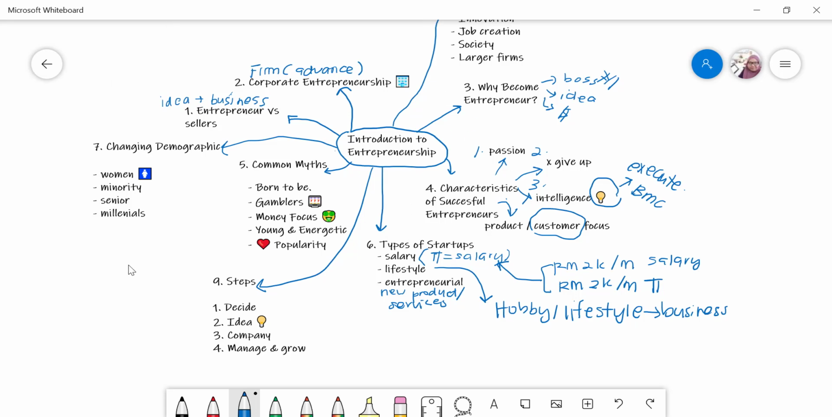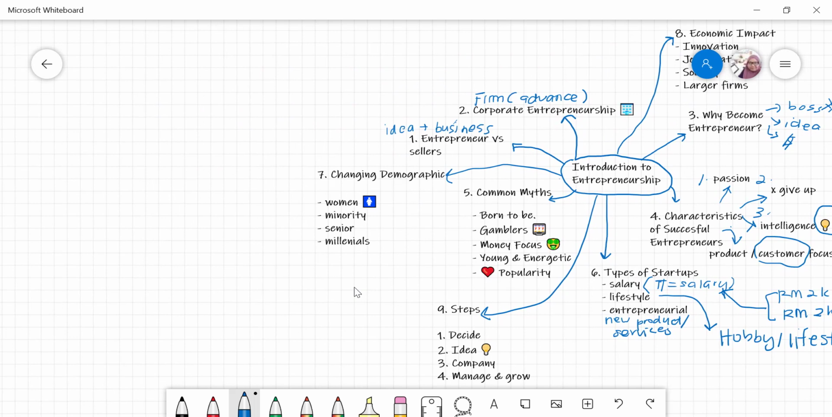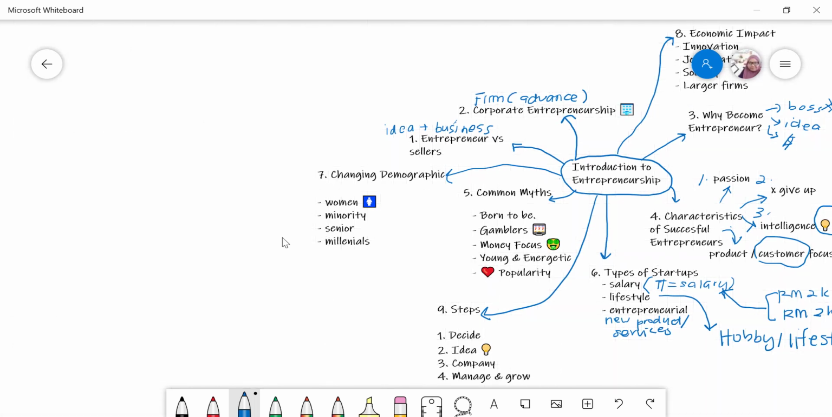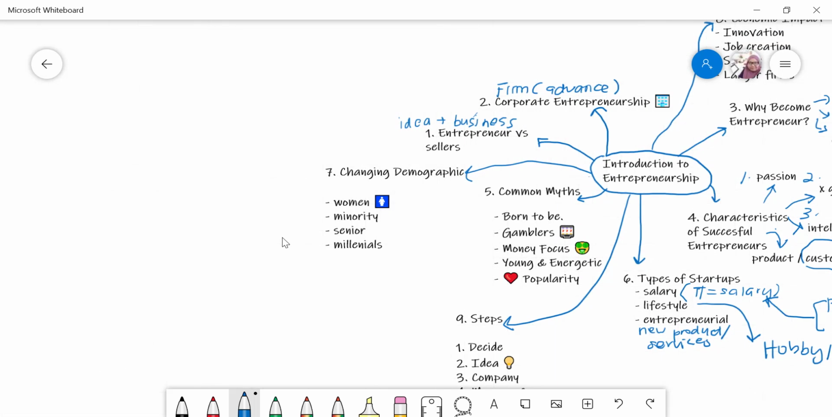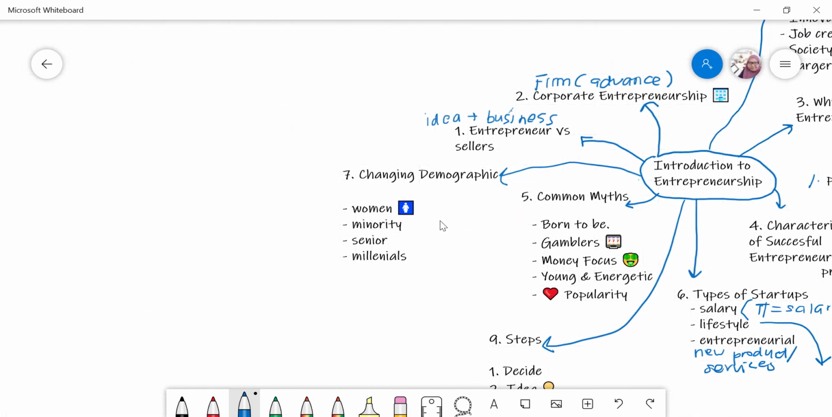Number 7, we have changing demographics. As you can see here, we have women nowadays. There are so many women. For example, in Malaysia alone, 20.6% of SMEs are women-owned.